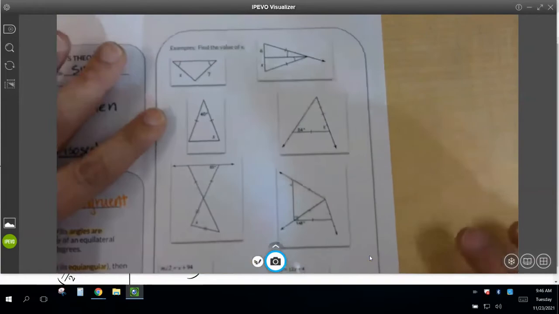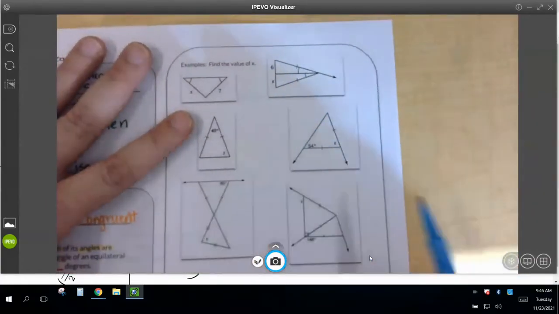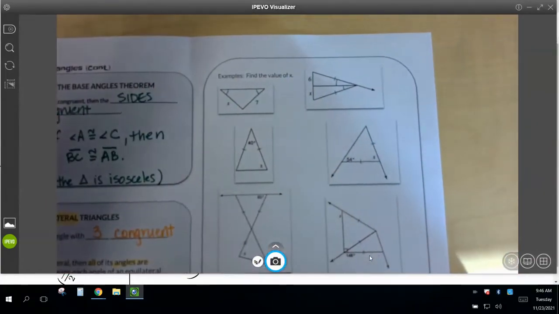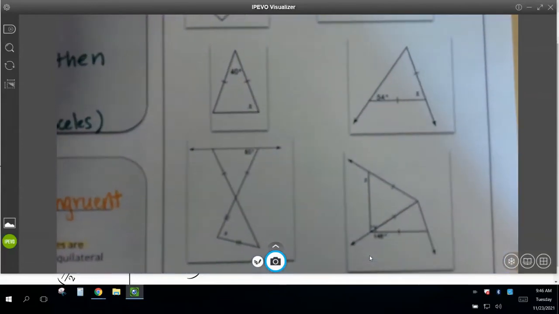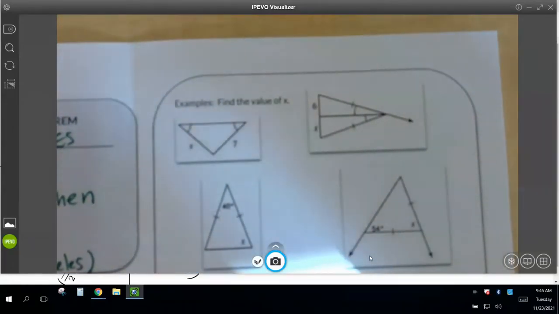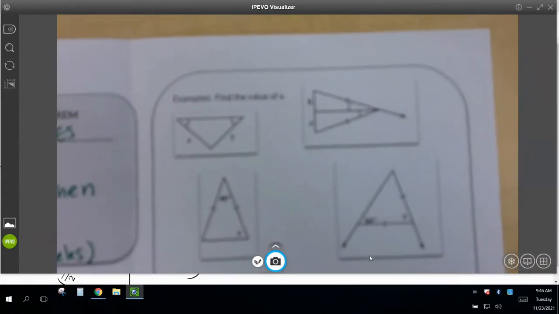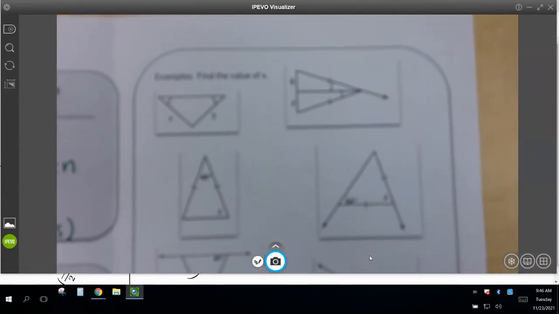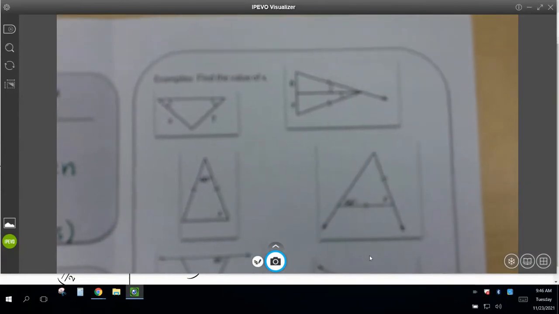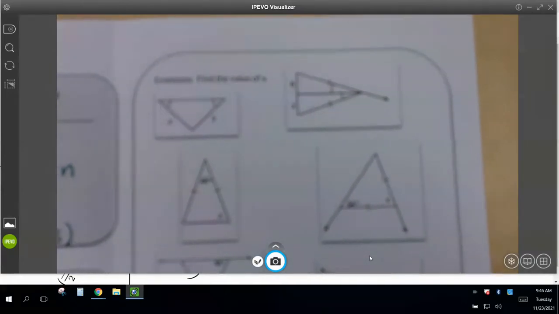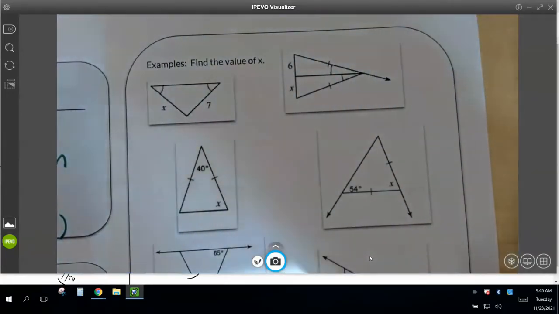Let's take a look. We're being asked to find the value of x in each one of these triangles here, and each one of these examples here. Let's see if this will focus for us. That would be nice, so you guys can actually see and not know that you need glasses or anything. Oh, there we go.